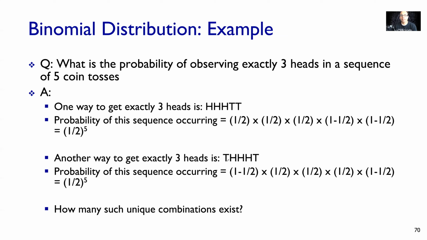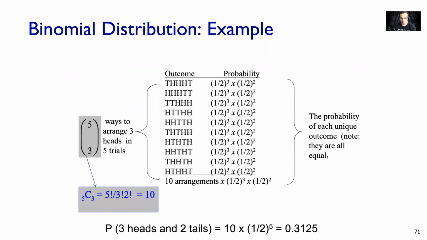One way to get 3 heads is as shown here: 3 heads and then two tails. Another way would be something like that. Of course, the probability of this sequence is half times half times half, basically half raised to the power 5. This sequence would also be half to the power 5. So now the question is, how many such unique combinations would generate 3 heads? If you work through that, you'll see that you can have 10 possible such arrangements.